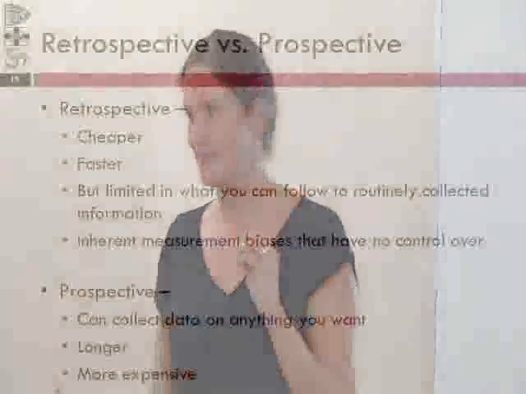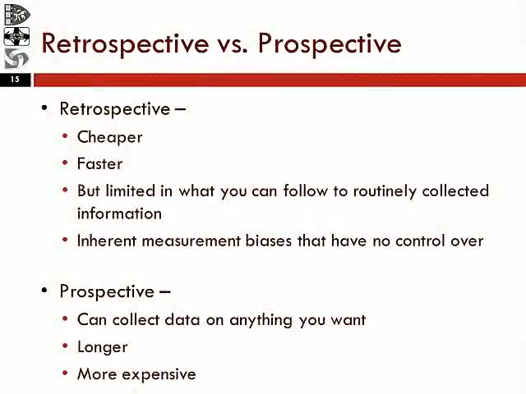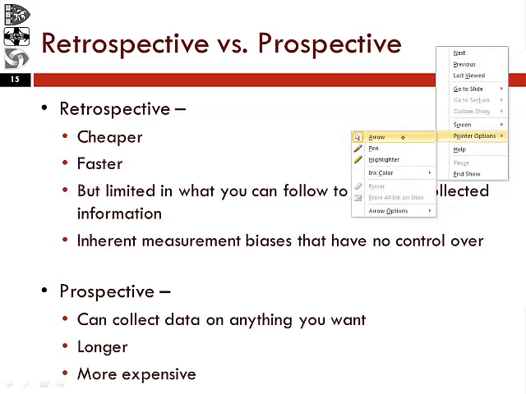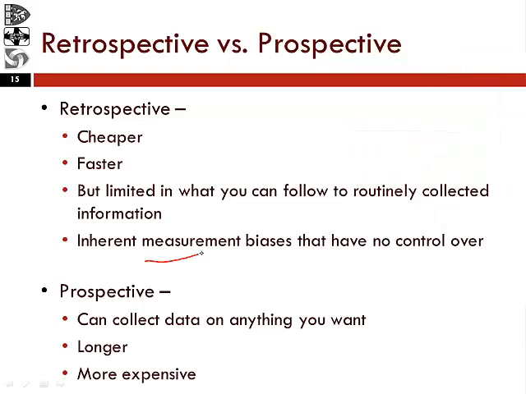So what do you think the strengths and the weaknesses are of retrospective versus prospective? Retrospective is faster and it is cheaper, but you are limited in what you can follow to routinely collected data. There are some measurement biases that might be inherent in your data. Things like missing data, or maybe the person who recorded the data was just lying because they wanted to have good scores.